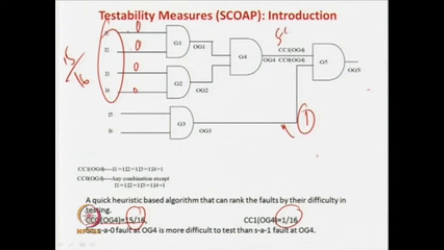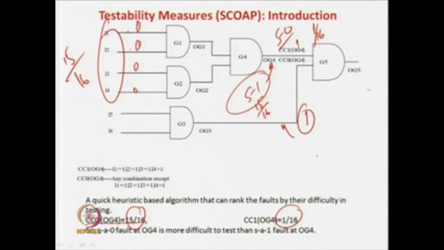Now, a stuck at 0 fault here needs the application of a 1, whose probability is 1 by 16. Now, to test a stuck at 1 fault over here, this probability is 15 by 16, that is, 15 combinations out of 16. So obviously, testing a stuck at 1 fault here is easier than testing a stuck at 0 fault here.